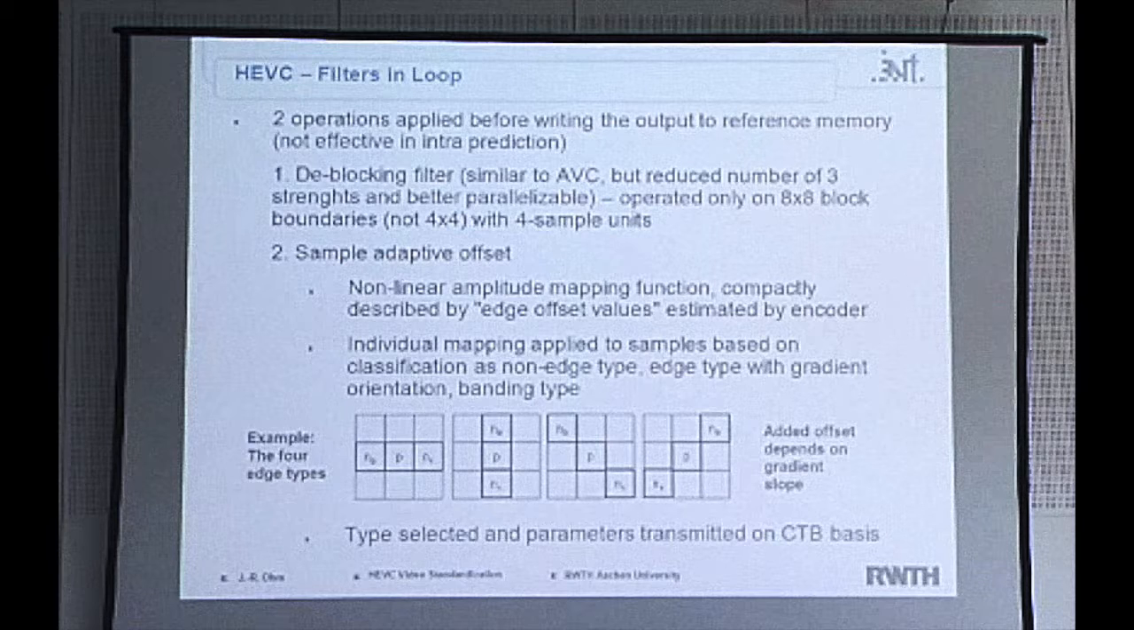And now this is not done blindly. In order to know what to do, which value to take out of the lookup table, there's a kind of classification done for the current region. The encoder selects one type, which can either be non-edge type. Non-edge type means there's nothing done. One of these 4 edge types are the 4 edge orientations, horizontal, vertical, and the 2 diagonals. And there's another type which is called banding type.